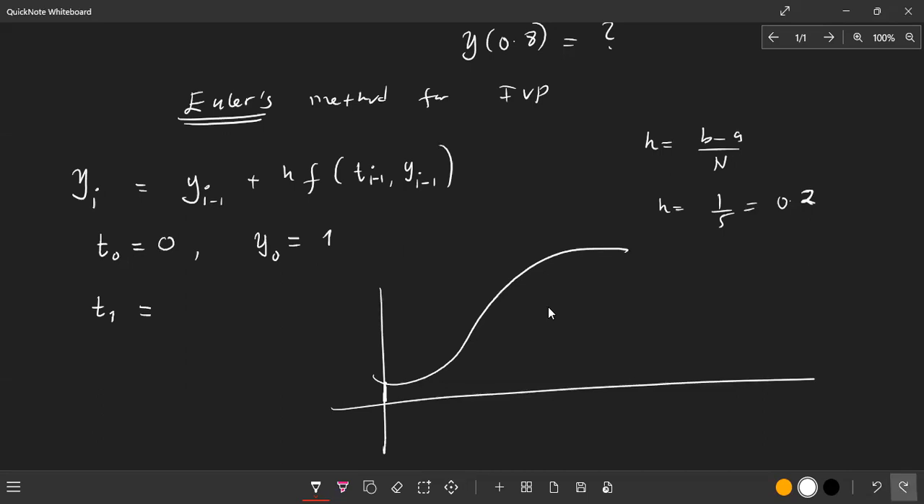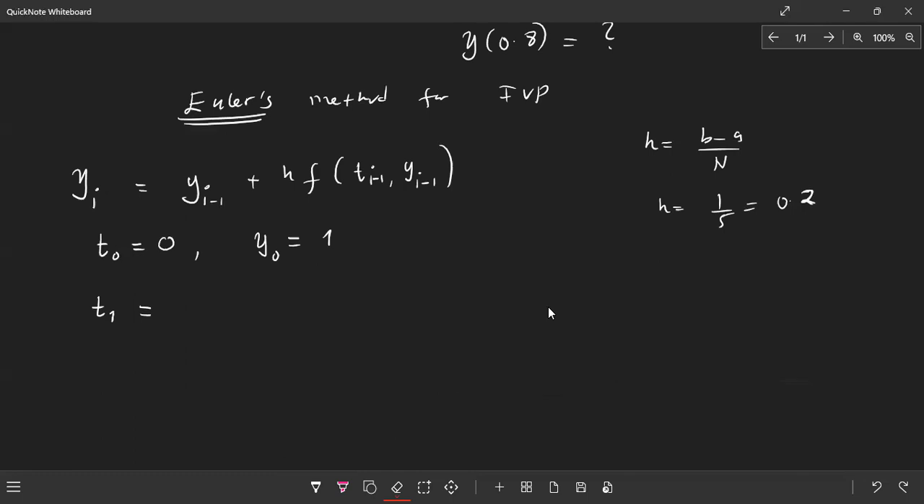Now, we need just 4 steps to reach 0.8. You need to move 4 times because each step size is 0.2. So at t1 we have 0.2. The next one, t2, is 0.4. The next one, t3, is 0.6. And our t4, the last one, reaches 0.8. So we have to evaluate at all these points.